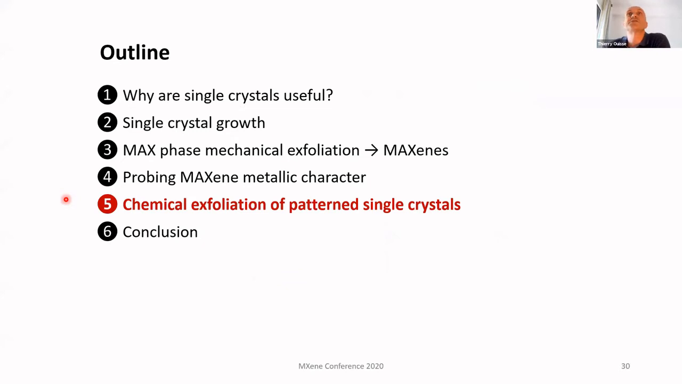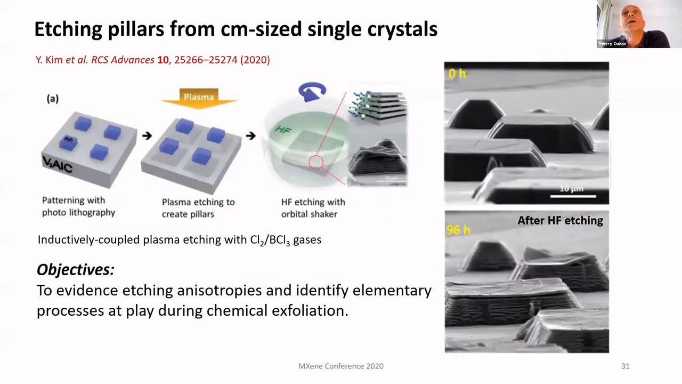Now I would like to address a particular example of how single crystals can be used to improve our knowledge of chemical exfoliation. So let us first describe our system. We start from centimeter-sized V2AlC single crystals, and we pattern square pillars at the top surface. To do so, we use photolithography and a strong plasma etching involving BCl3 and chlorine in order to etch the crystal surface. So we finally get pillars on top of the crystals.